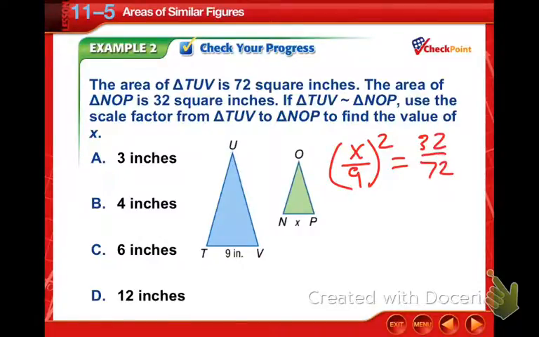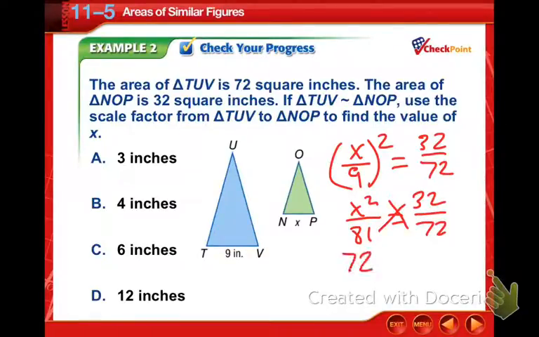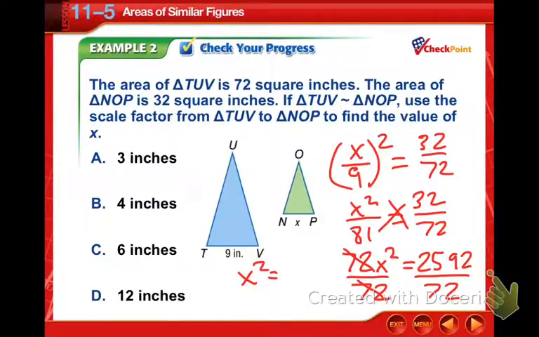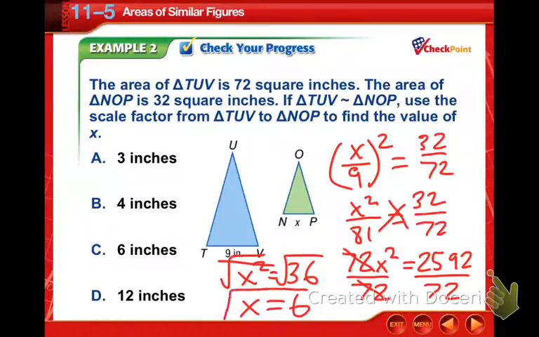So again, we're going to square the left side. So x squared over 9 squared, which is 81, equals 32 over 72. Cross multiply. 72x squared is equal to 81 times 32, which comes out to be 2,592. We divide by 72. X squared comes out to be 36. And again, we're only going to include the positive square root of 36, so x is equal to 6. So our answer choice should be C.